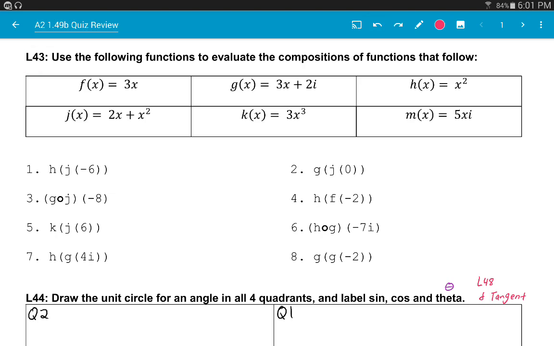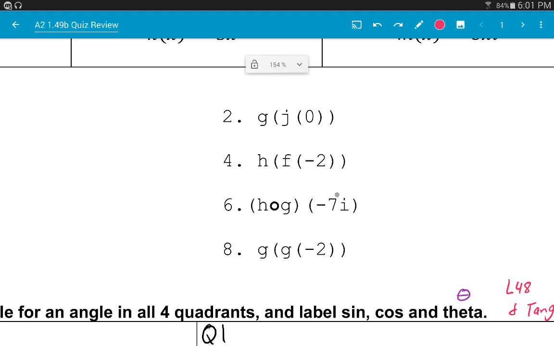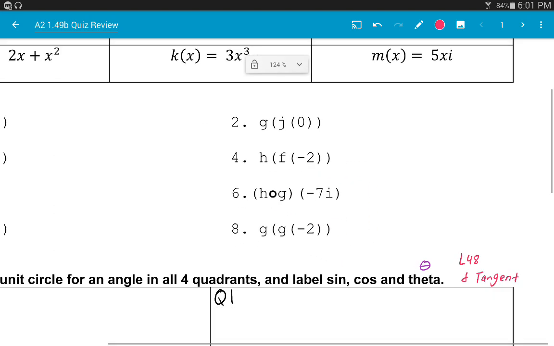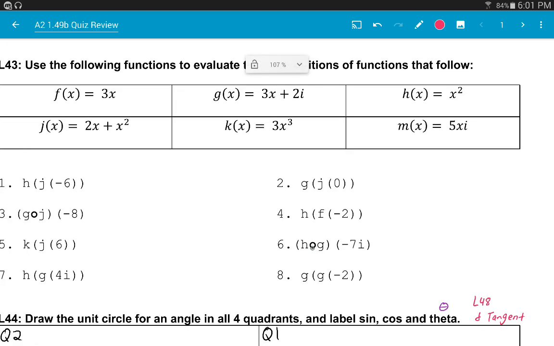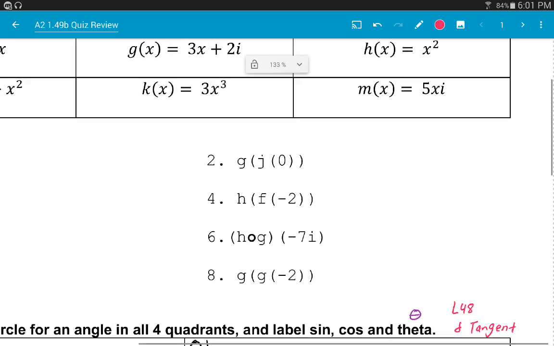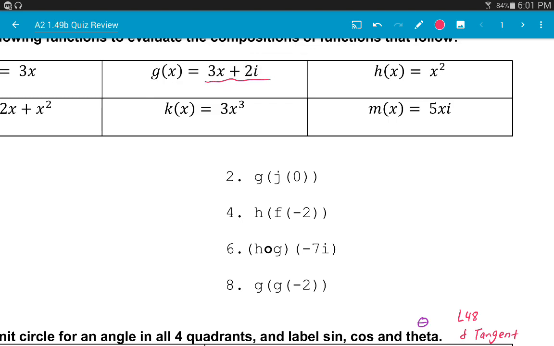Now, for number 6, what we're doing is we're putting negative 7i into the g function for x, and then whatever comes out, we're going to put into the h function for x. That's how it works. So it goes into the function twice. So it's going to go into the g function, and this O symbol just means composition. So the g, 3x plus 2i. So I'm going to take this from right here, and I'm going to get 3x plus 2i. But remember, of course, that I'm replacing x with negative 7i.